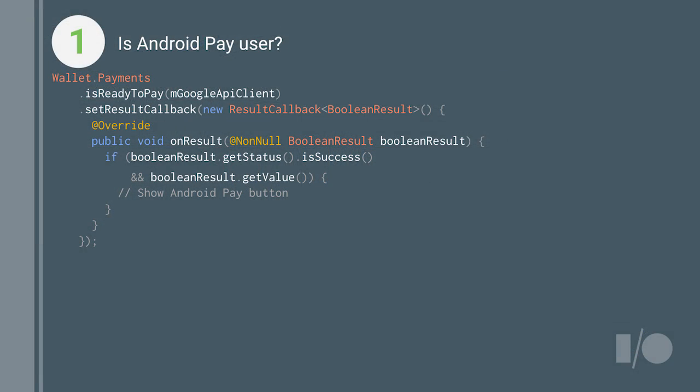So I just want to note that all the APIs that we're going to talk about here are already part of the Google Play Services client library, so you can start integrating today if you want to. Now let's talk about the first API that we mentioned, isReadyToPay.